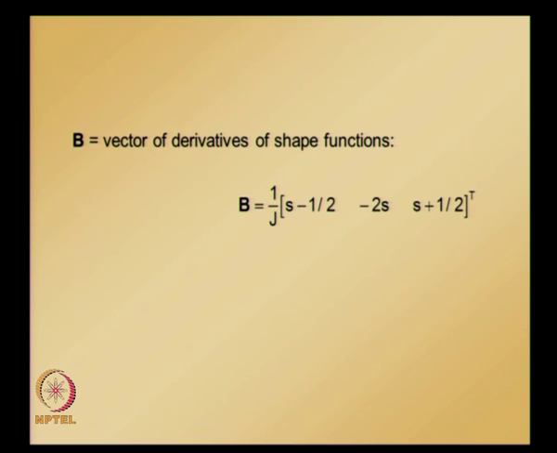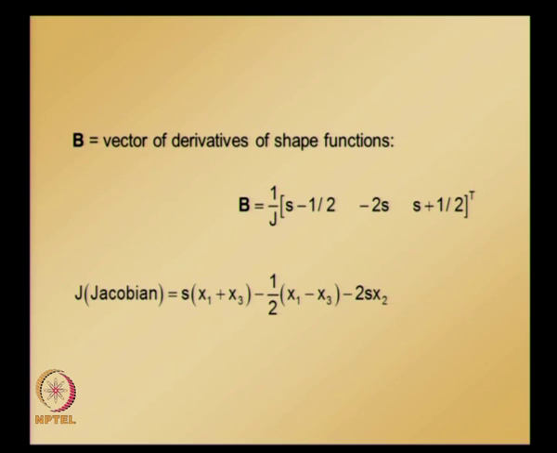is obtained by taking derivatives of shape functions N1, N2, N3 with respect to s, and multiplying with ds over dx, which is 1 over J, where J is the Jacobian for a 3 node element, defined like this. All these things we have already seen repeatedly many times.